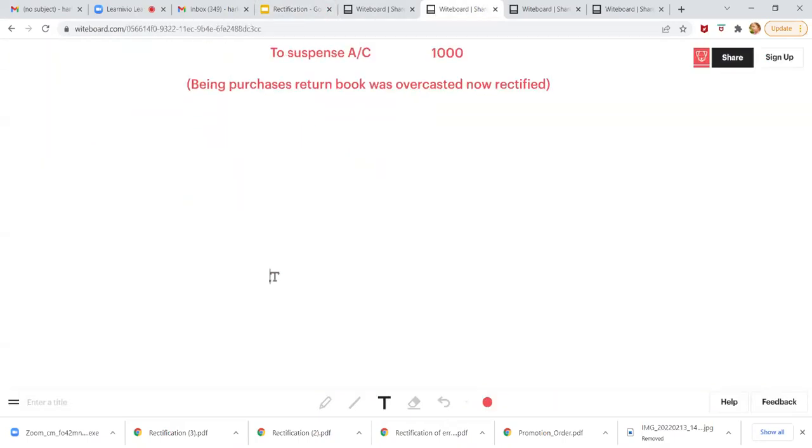Right. So here we have the third question: balance of sales book is carried forward short by 1000 rupees. So first, tell me one thing. What is the balance of sales book?